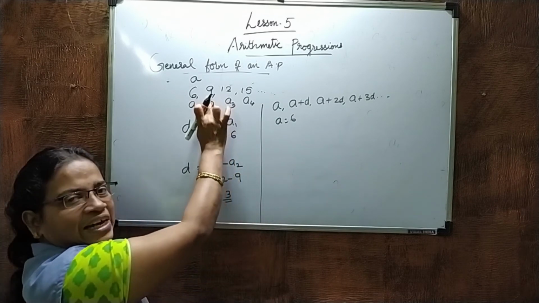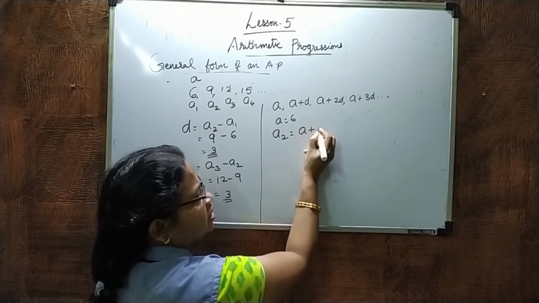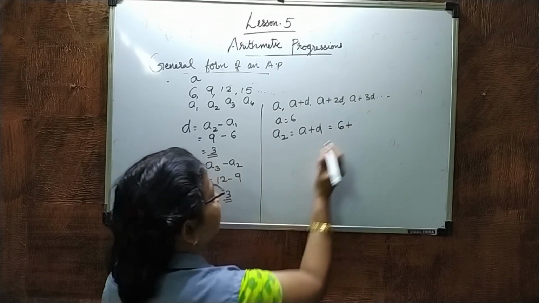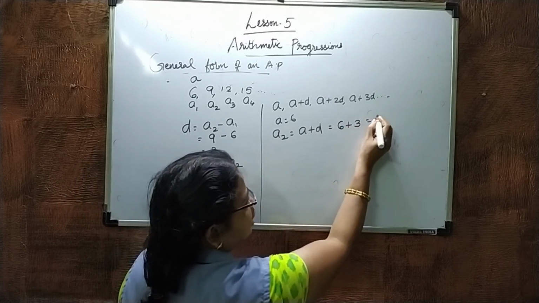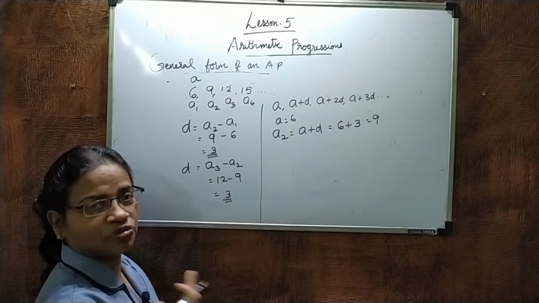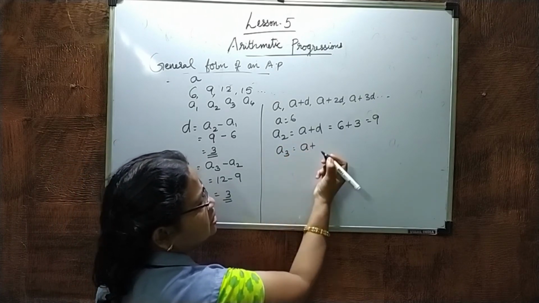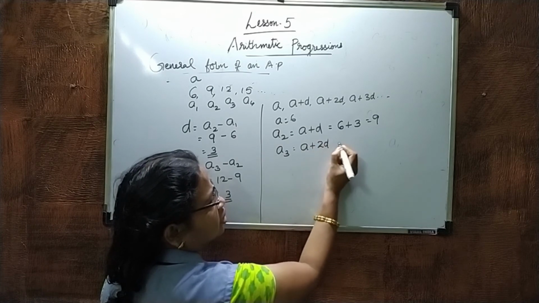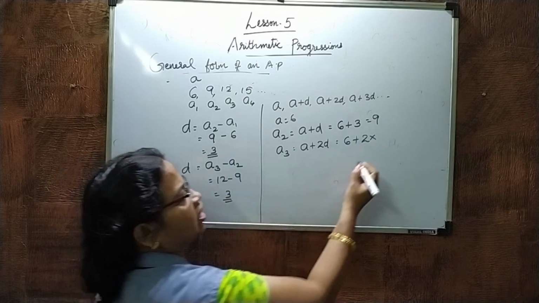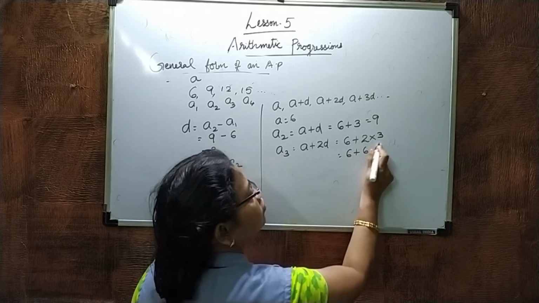Right? A plus D means it is second term, A2. A2 how will you find out? A plus D. It will be 6 plus D is 3. You will get the answer 9. Right? This is second term. Just I am showing how to find out. Okay. The next one, A3. A plus 3 minus 1, 2D you have to take. It will be A means 6 plus 2 into D is 3 equals 6 plus 6. You will get the answer 12.